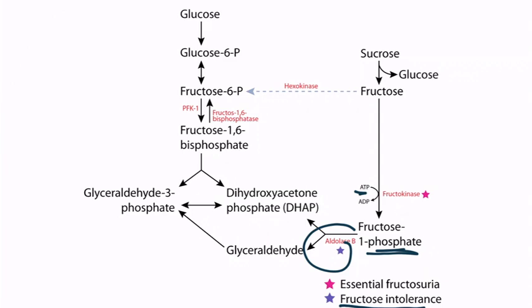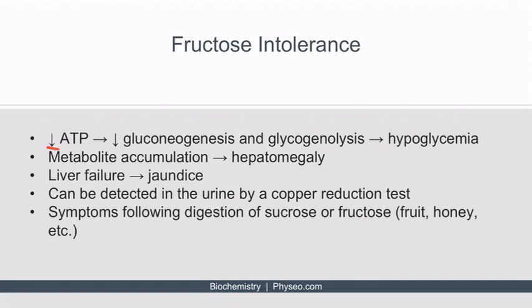The depletion of ATP in hepatocytes is responsible for the inhibition of gluconeogenesis and glycogenolysis. As these pathways are disrupted, the patient can develop hypoglycemia. So, decreased ATP results in decreased gluconeogenesis and glycogenolysis, which causes hypoglycemia. The accumulation of fructose 1-phosphate in the liver results in hepatomegaly. The liver can become fibrotic and patients can develop symptoms of liver failure, such as jaundice.